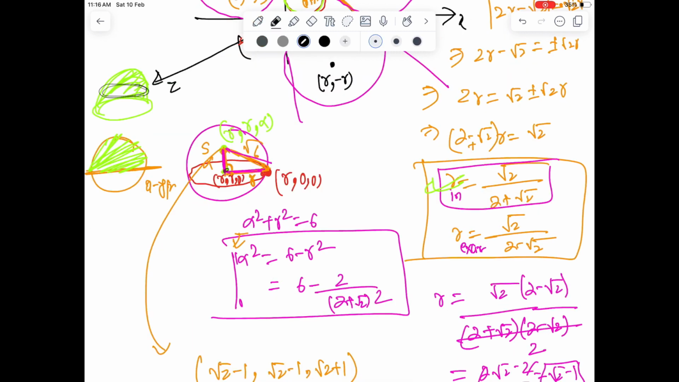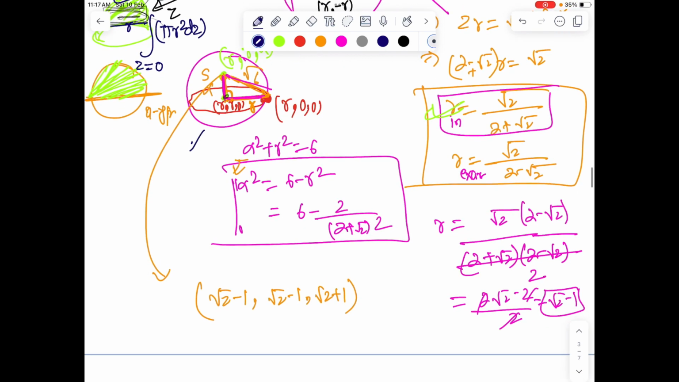Okay, so now to find the volume of the sphere, we can take a small circular cross section, and let's take a small height of dz. So that volume will be, if the radius of the circular cross section is r, pi r square dz. And this will integrate from z equals 0 to z equals root 2 plus 1 plus root 6.